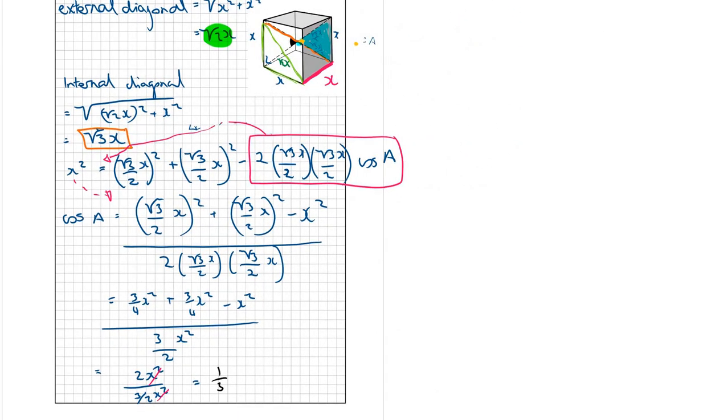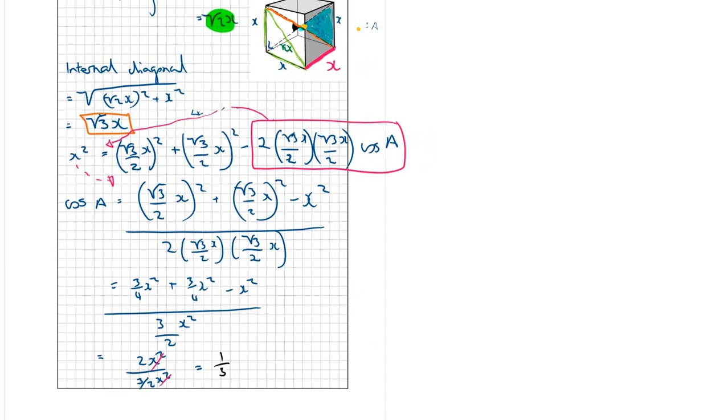And you're asked to find the cosine of the acute angle. So the cosine of the angle is 1/3.